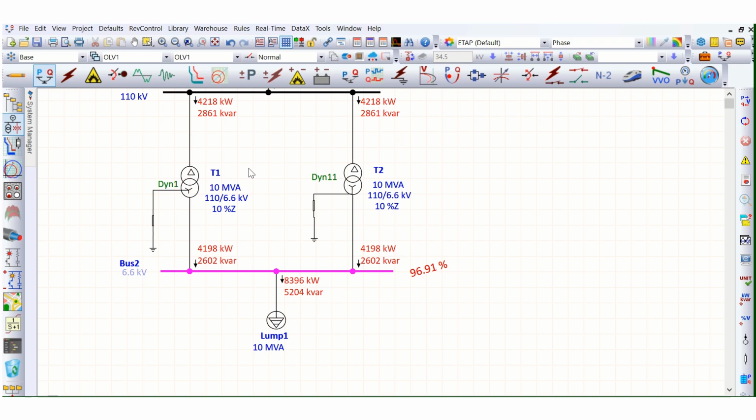So as a conclusion, before paralleling the transformers, the transformer rating should be identical, voltage rating should be identical, percentage impedance should be identical, transformer tap position should be same, vector group also should be same or a similar kind of vector group.